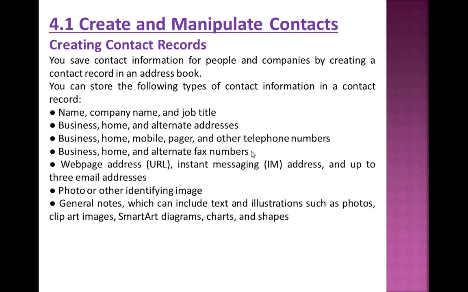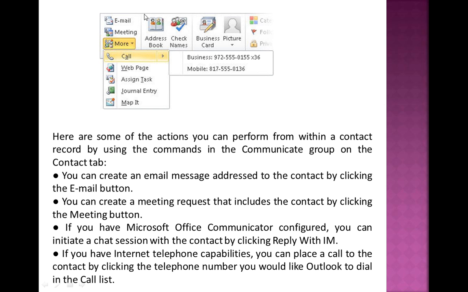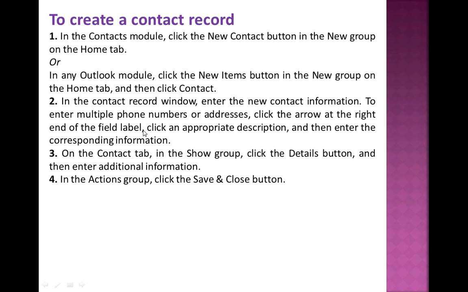4.1 is how to create and manipulate the contact, that is, a personal contact. This is first name, company, last name. You can set the last name, company name, mobile number, web page, assign task. These are the multiple steps that are used to create a contact record.